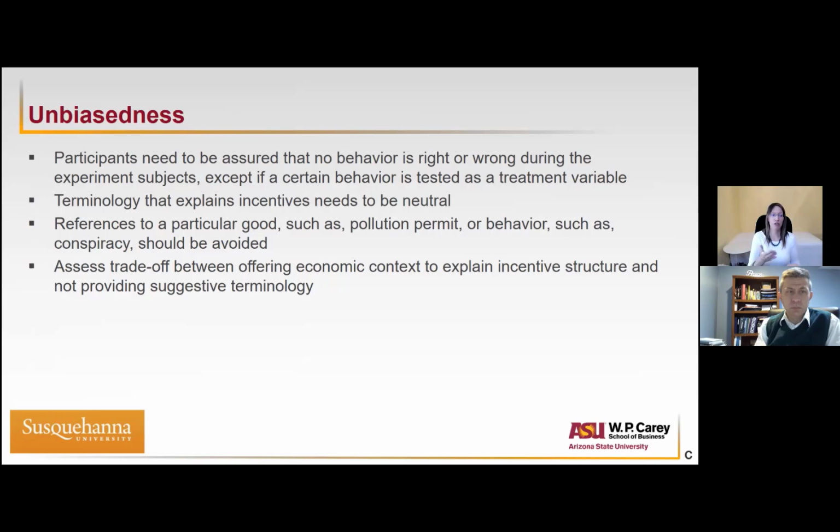And that also ties into the terminology. When we talk about incentives, we need to be neutral, so they don't think that if they behave in a certain way, they may get more. Unless, of course, you are negotiating. If you're negotiating and you're winning, then you may get more. But it's not that your behavior per se was right or wrong.